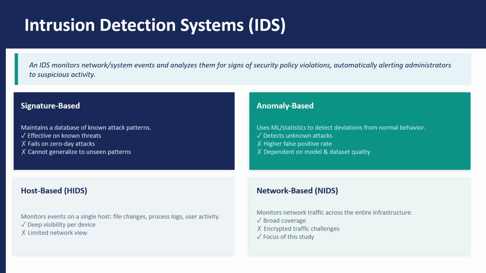The second approach is anomaly-based detection, which uses machine learning or statistical methods to identify deviations from normal behavior. This approach can detect unknown attacks, but it tends to have a higher false positive rate, and it's heavily dependent on model and dataset quality. Also, there is host-based IDS, which monitors a single device, great for deep visibility but limited in network coverage. On the other hand, there is network-based IDS, which monitors network traffic across the entire infrastructure. It provides broad coverage, but it struggles with encrypted traffic. NIDS is the focus of our study today.